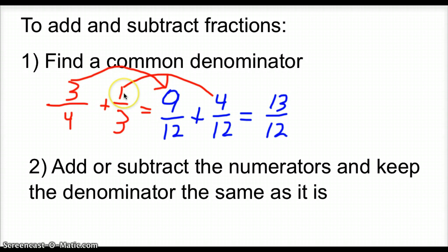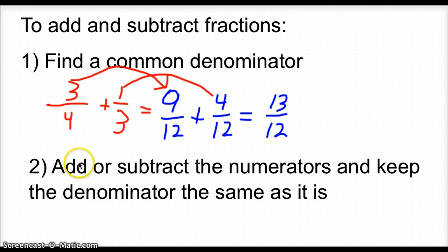In the second one here, we have 1/3. To get from this 3 to the 12, we multiplied by 4. So we have to multiply this 1 by 4 as well to keep the fractions equivalent. So now this would be 4/12. So now we have a common denominator, we have equivalent fractions. So we have 9/12 plus 4/12.